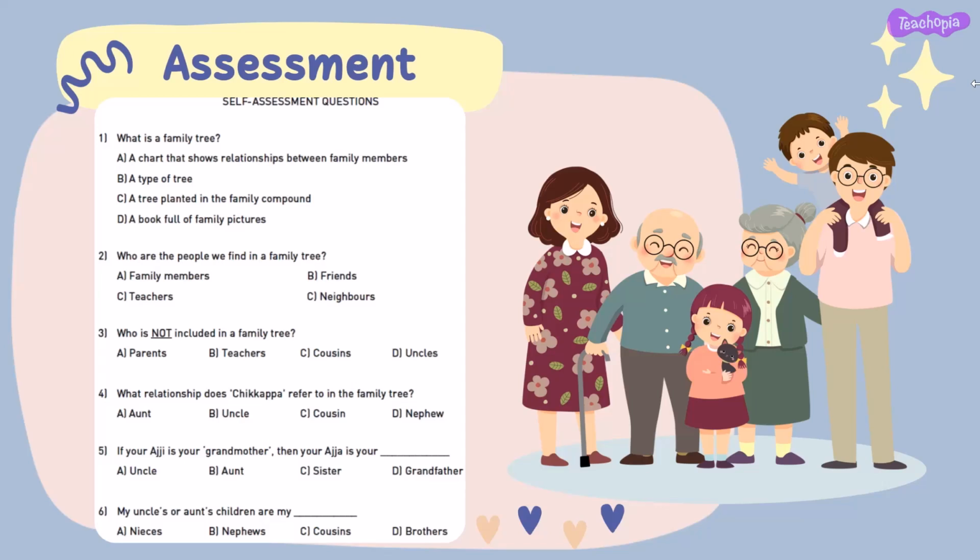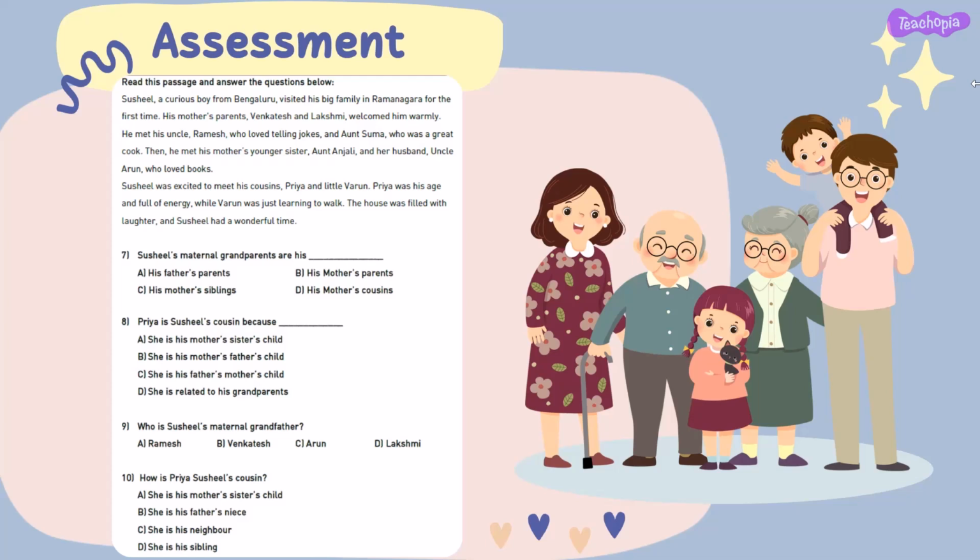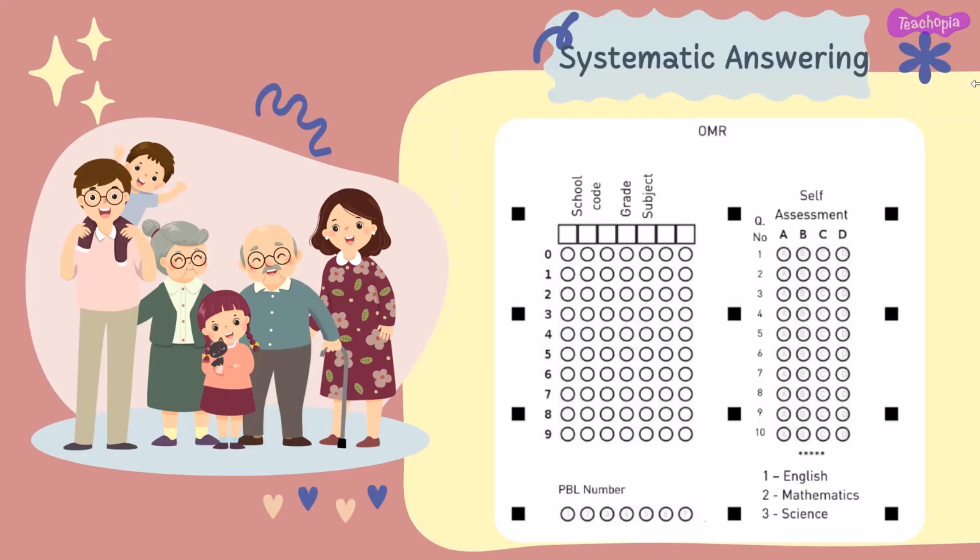Self-assessment questions. This assessment bit, where 10 questions are presented to the learners with 4 MCQ options, will help the learners concretize their learning. This is to help them not only understand the vocabulary for different kinship names, but also apply it. The systematic answering method of using the OMR sheet is encouraged. This will definitely help our learners practice for upcoming future competitive exams.